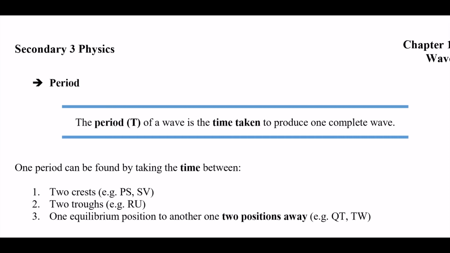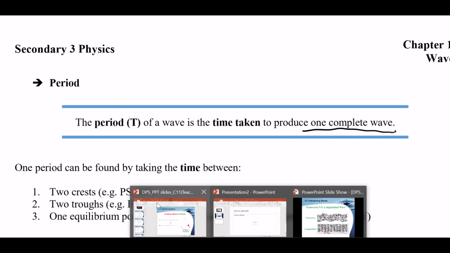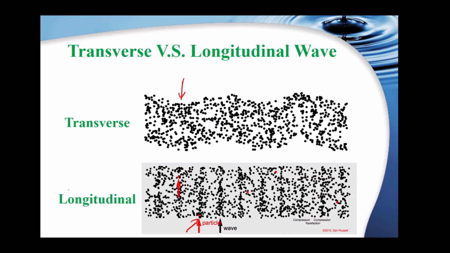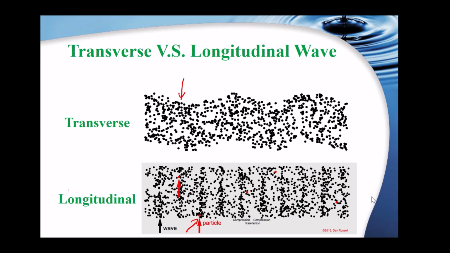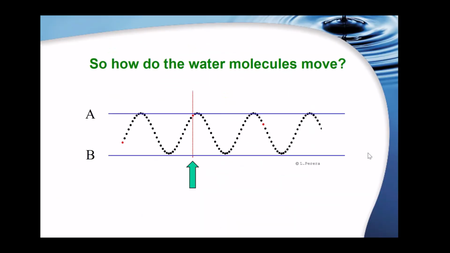Period of a wave is the time taken to produce one complete wave. By the way, you should have heard of this word period before. Where? A pendulum. In case you forgot, let's go back to the slides a little bit.